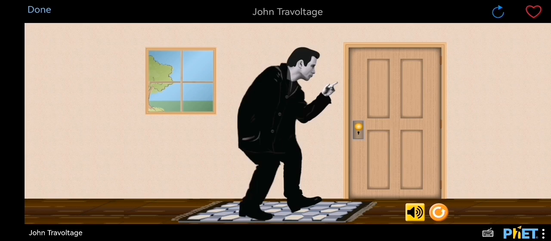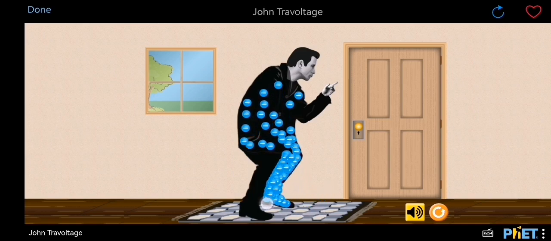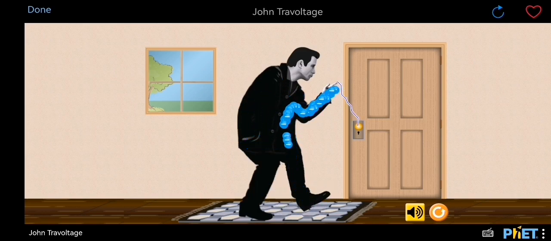So now, in this PhET simulation app, we will know how these electrons flow. We have here a person. Under the person is a rug, and in the door is a metal doorknob. You will see here, as the foot of the person is on the rug, there's an accumulation of electrons, and these electrons will eventually transfer to the metal doorknob.